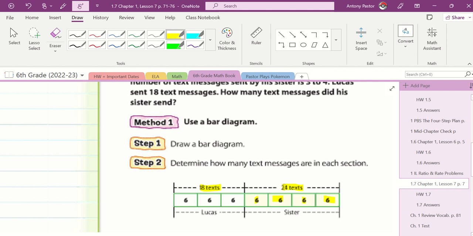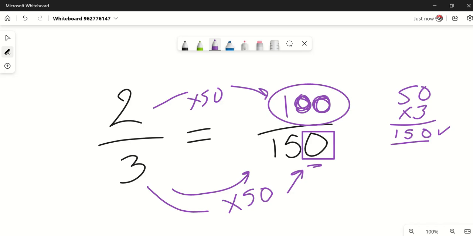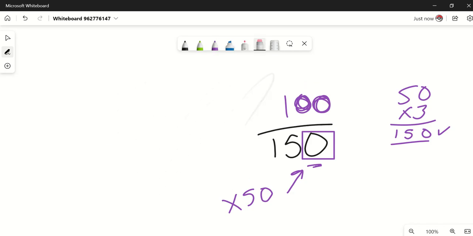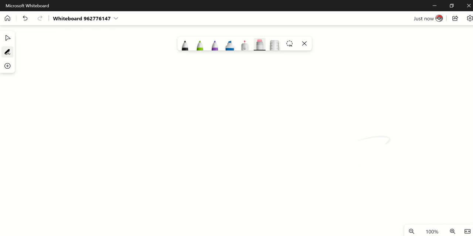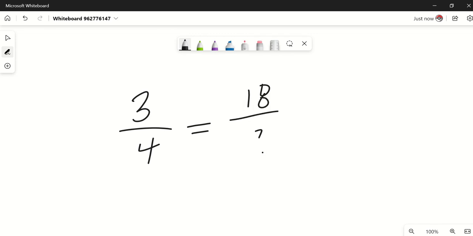Another way to do this is to do the equivalent ratio problem. The bar diagram sometimes is a little tricky. So he sends 3 text messages, she sends 4. It should equal 18 in my mystery number. What did I do to 3 to get to 18? This is when you're going to do 18 divided by 3.